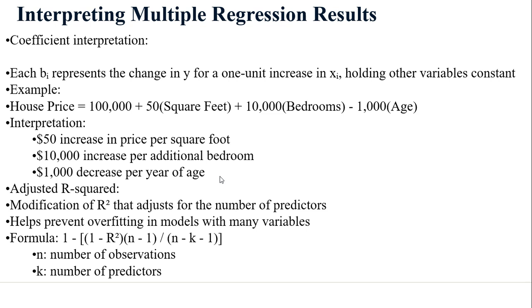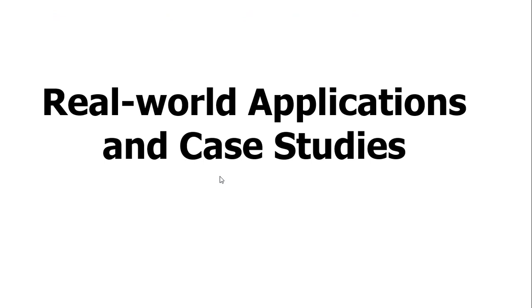And the formula for this overfitting is down here, which is 1 minus open bracket 1 minus R square close bracket all open bracket n minus 1 close bracket over n minus k minus 1 close bracket. N is the number of observations, k is the number of predictors. Now let's look at real world applications and case studies.